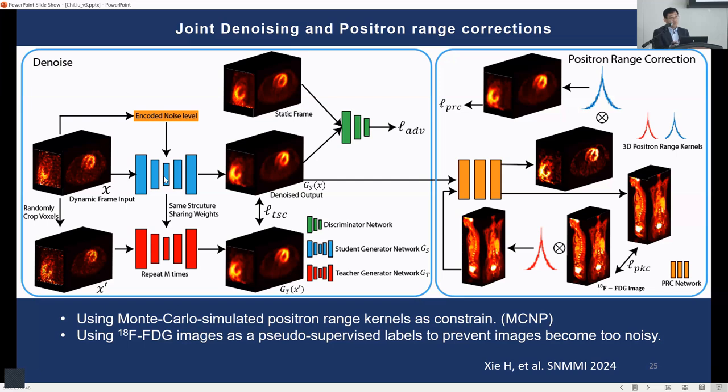Because rubidium has a 75-second half-life and decays so fast, it's really hard to get a high-count training label for this application. So we use self-supervised learning, randomly cropping the voxels, with a Noise2Void-based type of approach. For positron range correction on the other side, we use Monte Carlo simulation-based positron range kernels, and we have the denoising network and the positron range correction network trained together, so we can have this simultaneous correction.